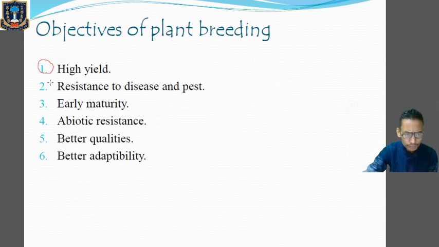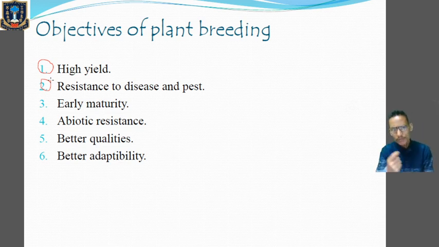Number two, disease resistance, or resistance to diseases and pests. So resistance to disease like fungal disease, bacterial disease, viral disease, and resistance to insect pests must be present. Those plants which are produced by the plant breeding technique must be resistant to different types of viral, fungal, and bacterial diseases, and also resistant to the attack of pests and insects.